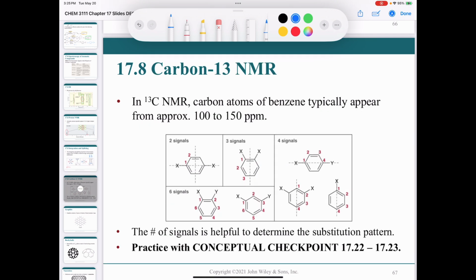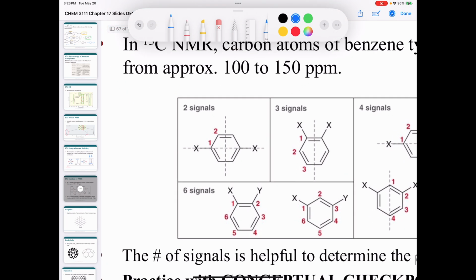Now back in the NMR chapter, we also looked at carbon-13 NMR spectroscopy, and the carbon atoms of aromatic rings typically produce signals in the range of 100 to 150 parts per million in carbon-13. The number of signals is very helpful in determining the specific substitution pattern for substituted aromatic rings. Several common substitution patterns are shown right here. If we have something that's para-substituted and both substituents are identical, in that case, we only have two signals because we only have two unique types of carbons.